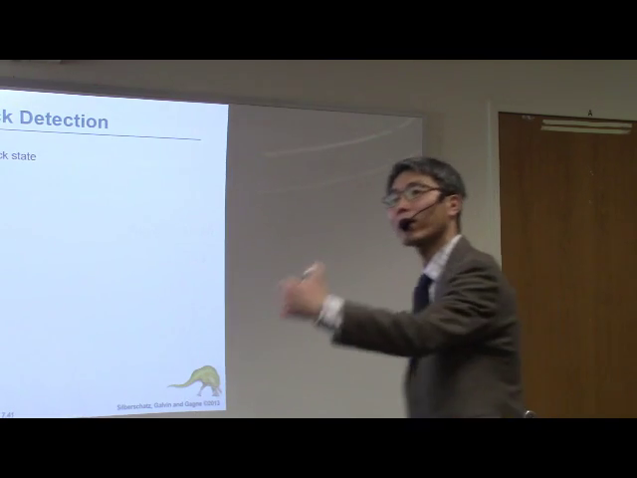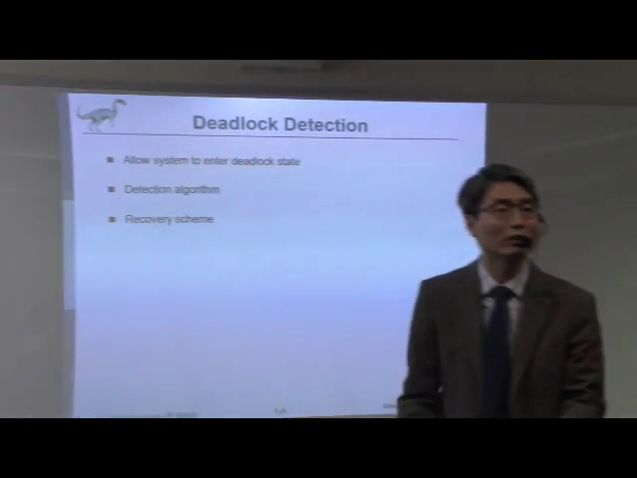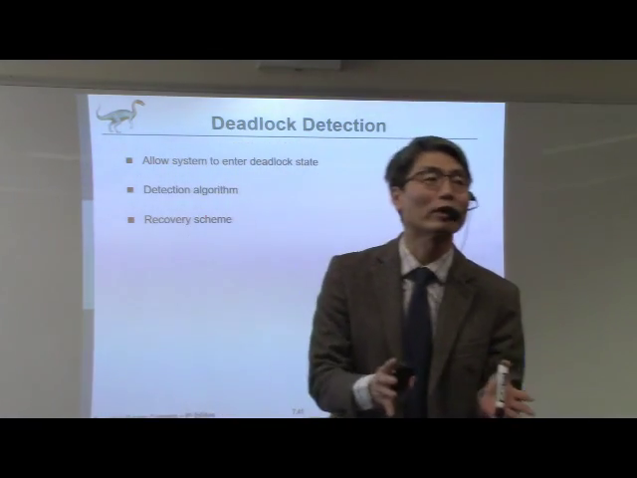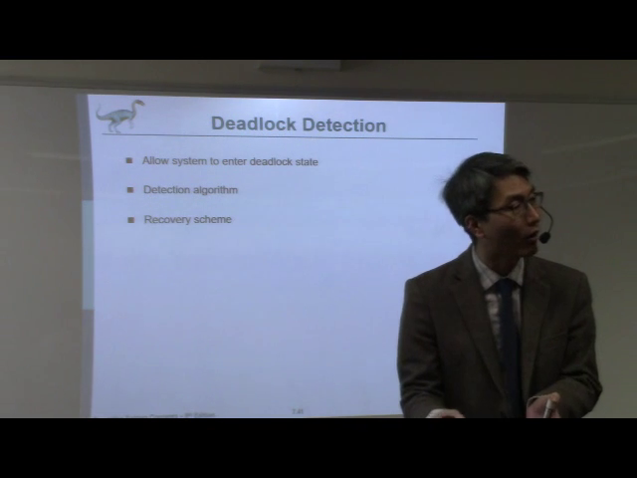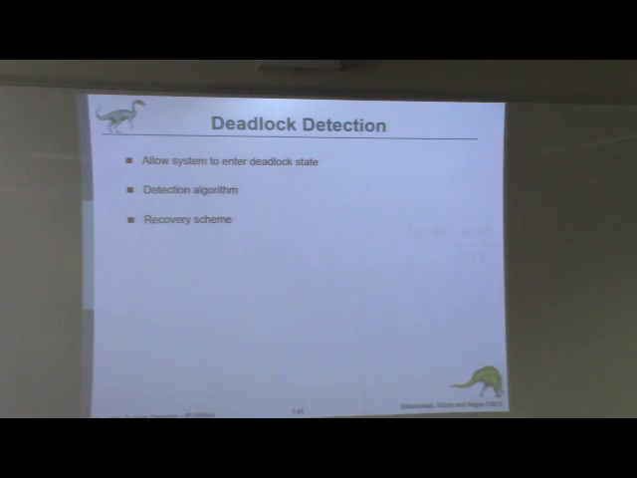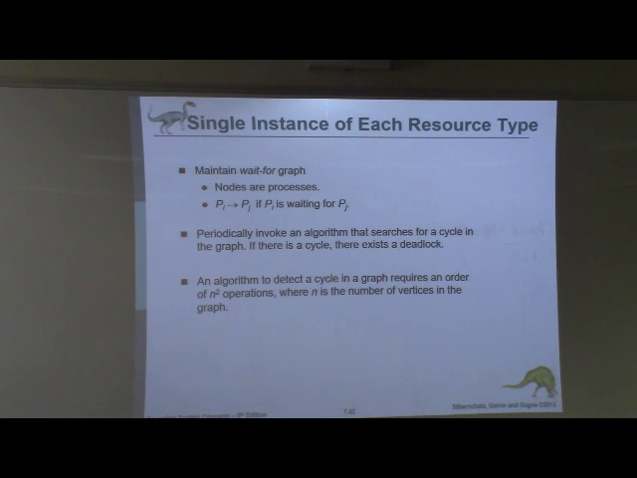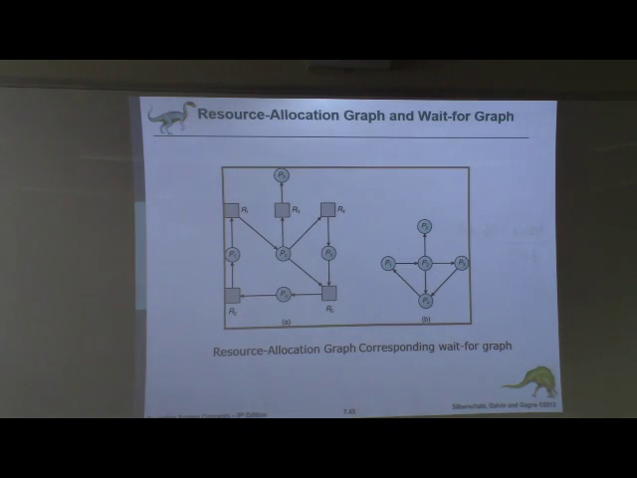Then periodically, from time to time, we check whether the current state of the operating system is a deadlock or not, whether it is a safe state or unsafe state. To do that, we need a detection algorithm. How to detect? We can apply the same algorithm, Banker's algorithm, to check whether the current state is a deadlock or not. So that is deadlock detection. To do that, the best way is to use the resource allocation graph.